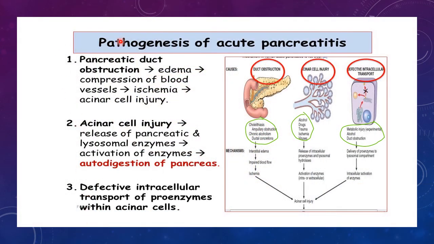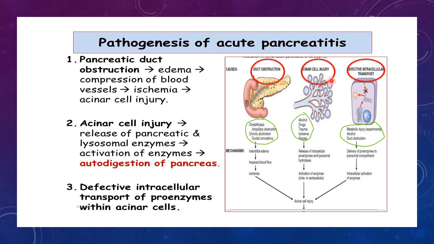In the pathogenesis of acute pancreatitis, the underlying cause of all the problems is acinar cell injury, which can be caused indirectly by the obstruction of the pancreatic ducts by gallstones or chronic inflammation or tumors causing obstruction of the common bile duct and pancreatic duct.